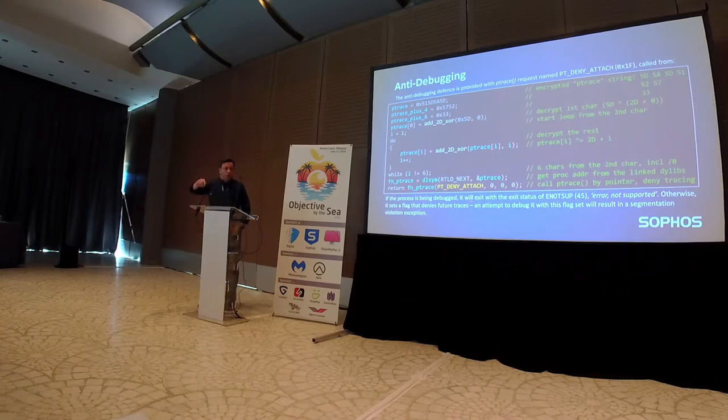Ptrace is called with the first parameter being PT_DENY_ATTACH. What does that flag mean? If the process is being debugged, that call will exit with the status of ENOTSUP, which means error not supported, error code 45. Otherwise, let's say you run it and then try to attach the debugger later to that executable that's already running. With that flag set, an attempt to debug it and attach the debugger will result in a segmentation violation exception. So it doesn't want you to debug it, right?